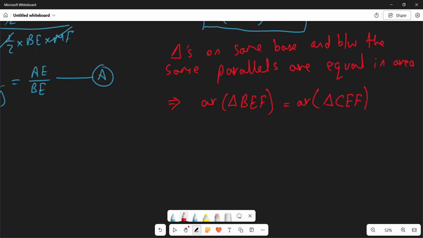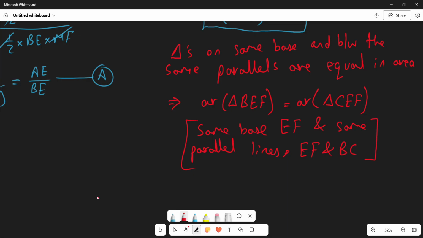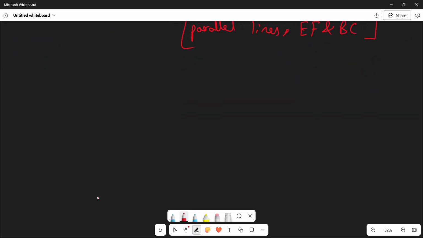If you still have any confusion regarding this, I'll name the parallels and the base. Same base EF and same parallel lines, EF and BC. So EF is the same base and EF and BC are the parallel lines. So these two triangles are equal in area. It implies equation A is equal to equation B.